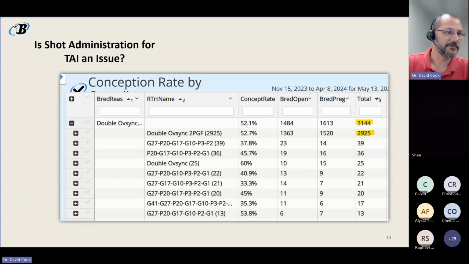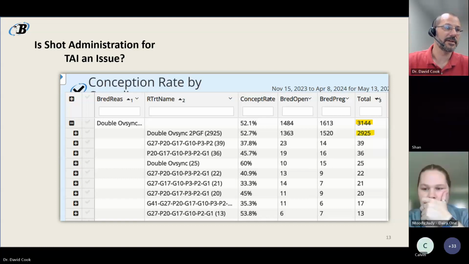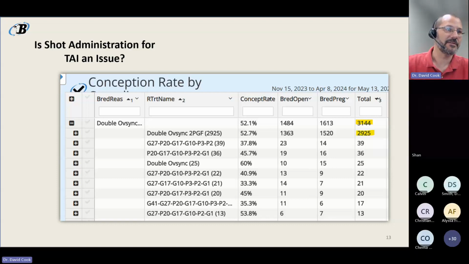So on this one here, what this means is before that timed AI, there's a GnRH given 27 days before, a PGF 20 days before, a GnRH 17 days before, another GnRH 10 days before, a PGF 3 days before, and a PGF 2 days before, and then there was no GnRH given immediately before that timed AI. Whereas the double OvSynch with 2 PGF, this one has the complete shot sequence. Here, this one that's double OvSynch without the 2 PGF, what's missing is that PGF2.